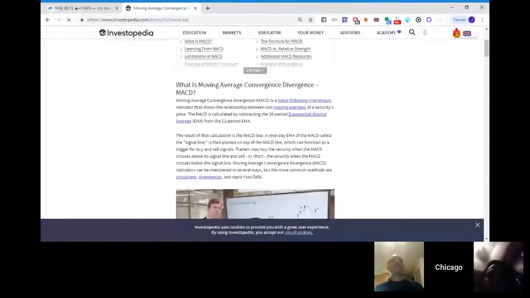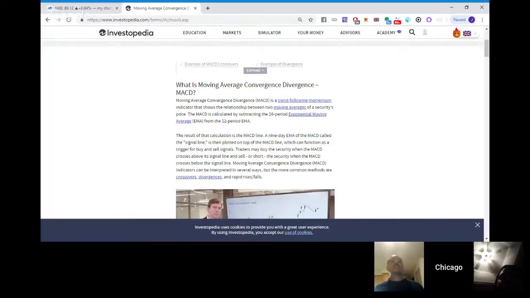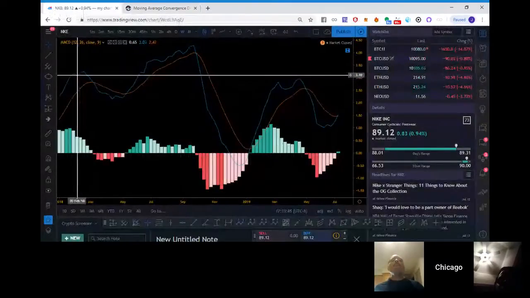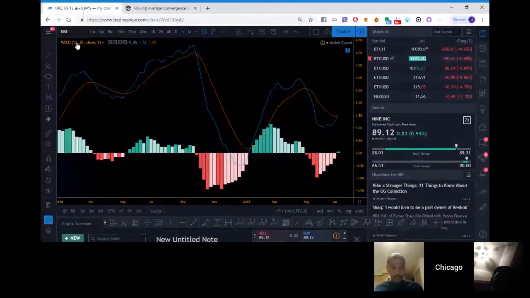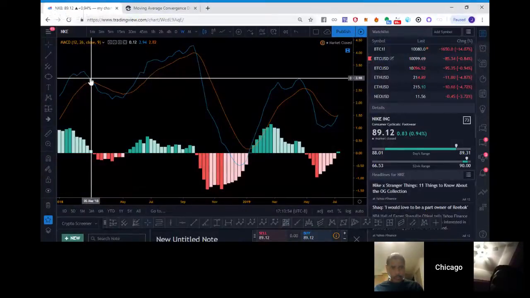The MACD is a trend following momentum indicator that shows the relationship between two moving averages of a security's price. The 12 and the 26 is the default. The MACD is calculated by subtracting the 26-period exponential moving average from the 12-period EMA. The result of that calculation is the MACD line. So this is the MACD line right here, this blue line. You see how it says 12 and 26? It's the 12 subtracted from the 26, and it gives you an average line. So that's the average line.